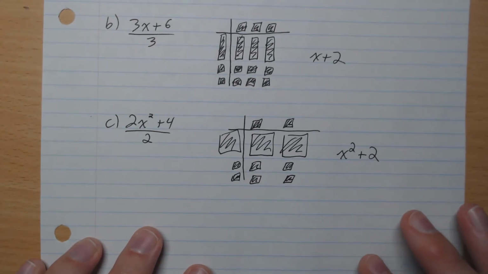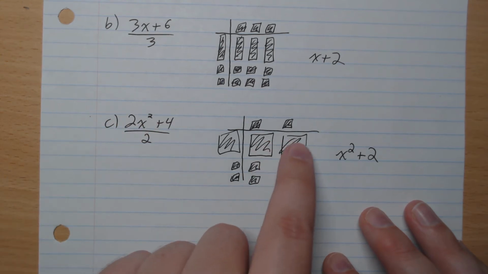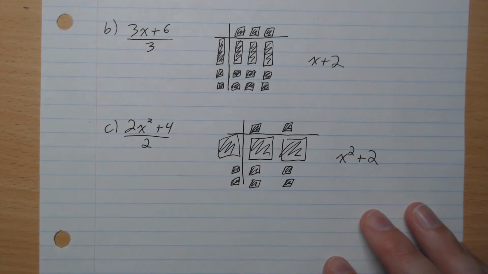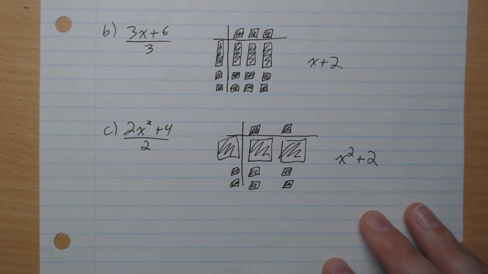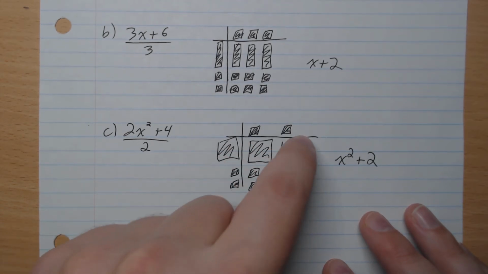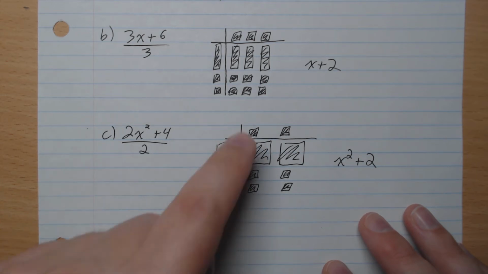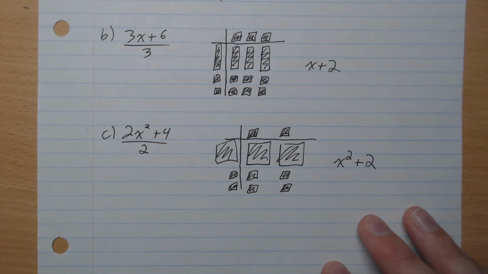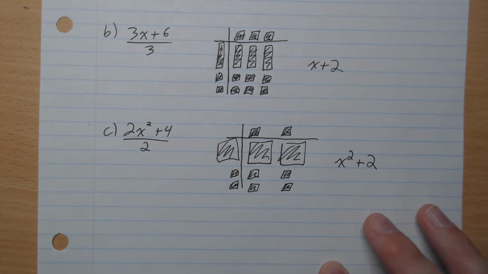Okay, this one looks a little trickier, but it's just as easy. So we have 2x squared plus 4, 1, 2, plus 4, 1, 2, 3, 4, divided by 2, like that. So 1 times something gives x squared. Well, that answer is x squared. Right? X squared does. And 1 times 1 gives 1, and so on for the rest of the units. And so our answer here is x squared plus 2.